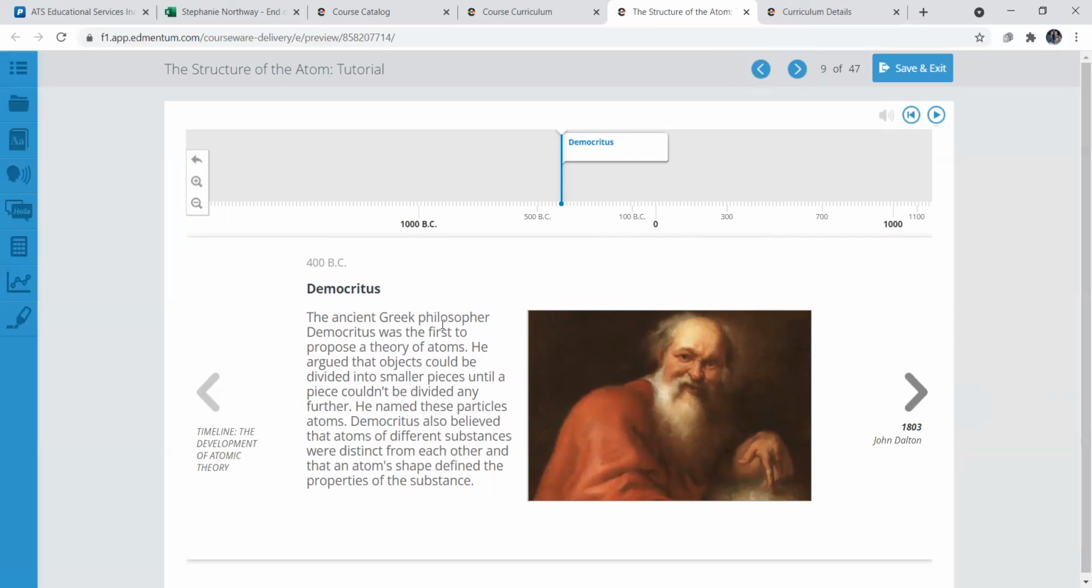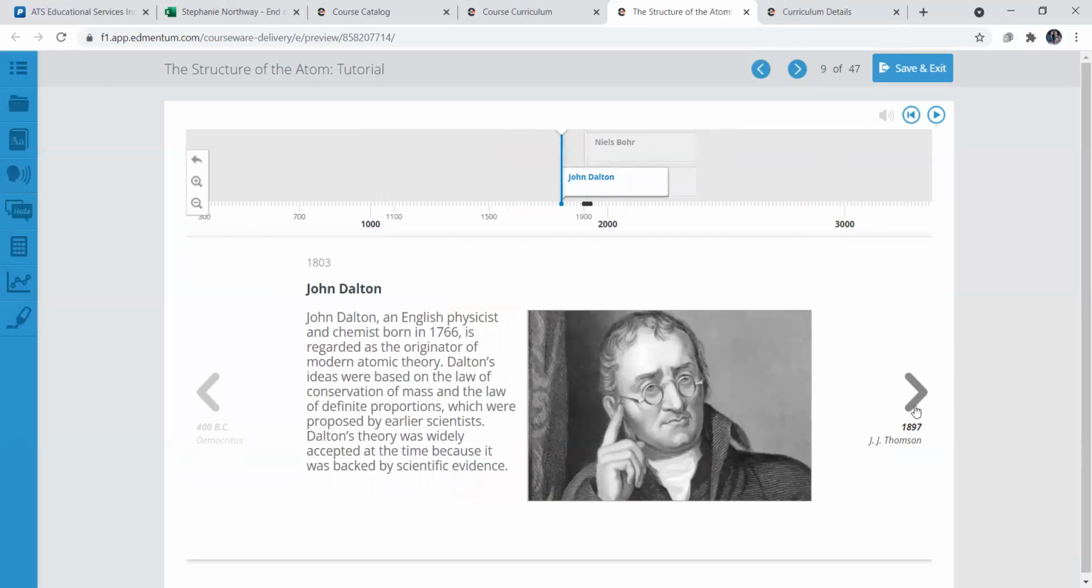400 BC, this tells you this Greek philosopher was the first to propose the theory of atoms. He's arguing that objects could be divided into smaller pieces until they couldn't be divided any further. So he has first started this theory on atoms, gets it going. Then all the way to 1803, thousands of years later, John Dalton, an English physicist and chemist born in 1766, started the modern atomic theory.